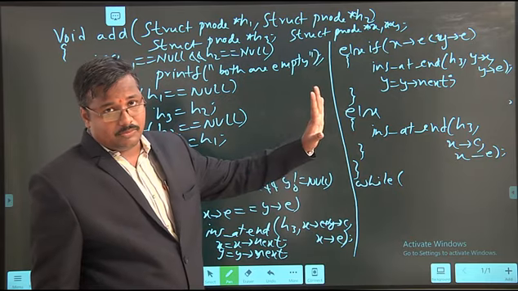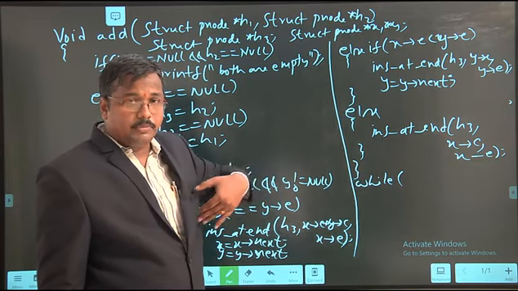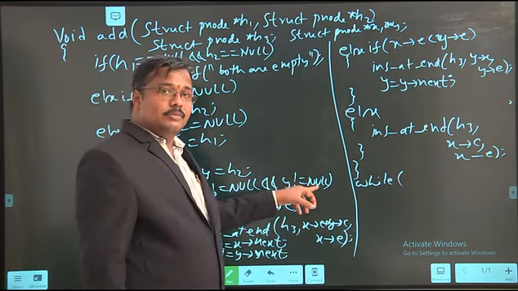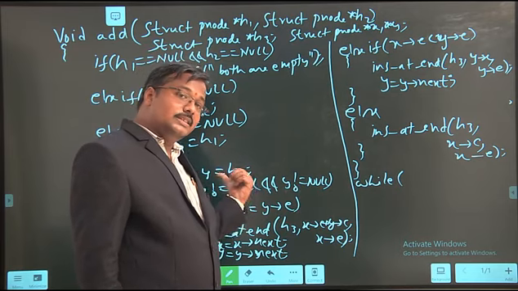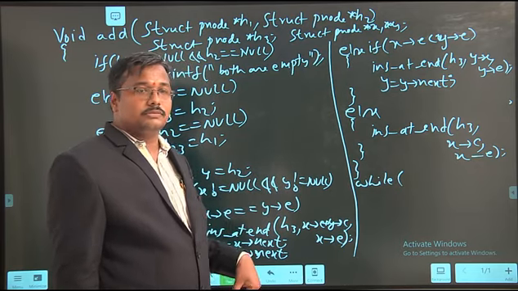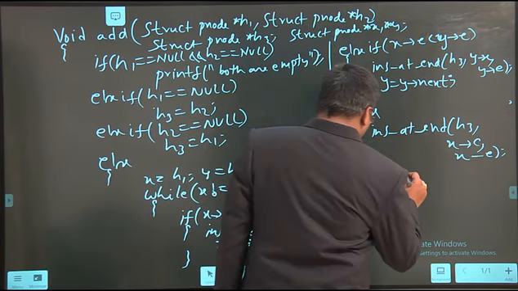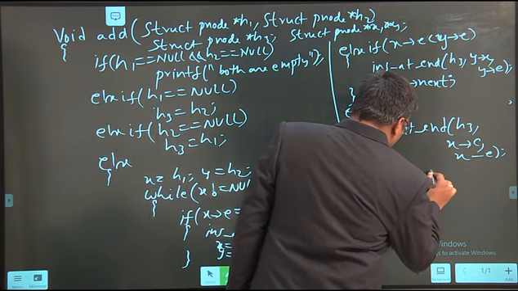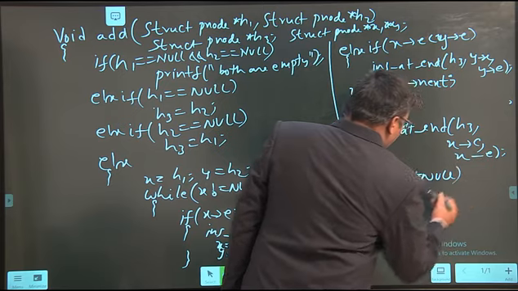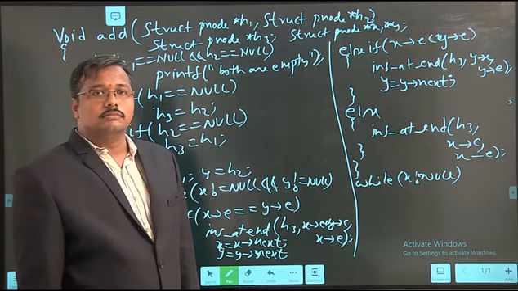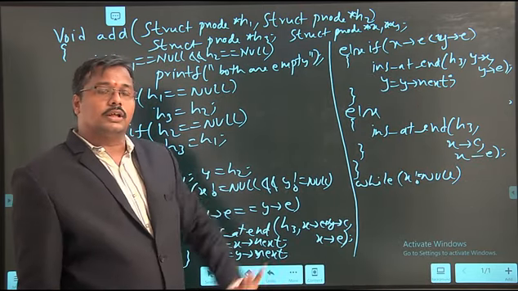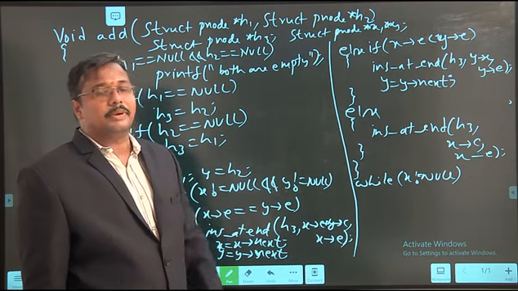That means y has some remaining terms. Y terms I have to copy. Suppose y is empty, x is not empty. That means I have to copy the remaining x terms. So that is the case I am doing right now. So x not equal to null. X not equal to null means that x has not reached null, meaning some x terms are pending.